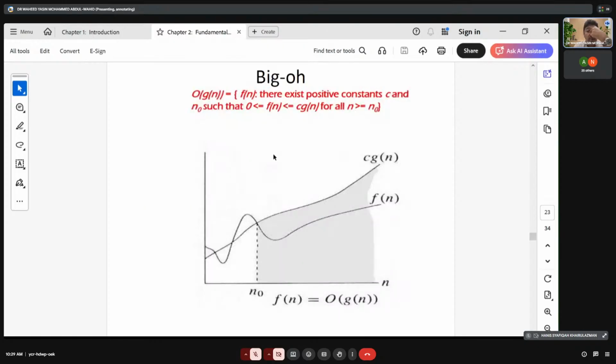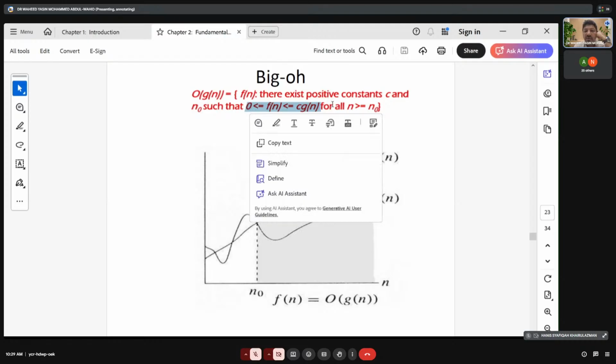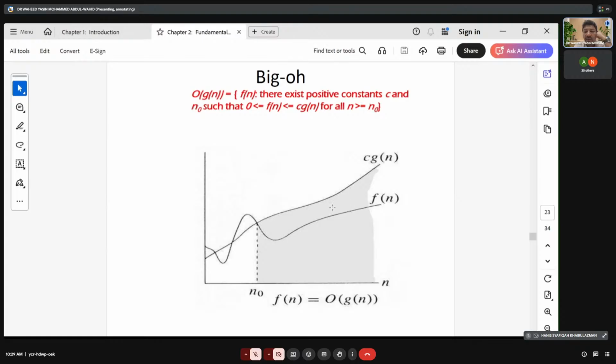Now we have to go to the big O. What is the big O? So we have g(n), O(g(n)): f(n) such that there exist positive constants C and N0 such that 0 is less than or equal to f(n), which is less than or equal to C g(n), for all n greater than N0. So f(n) should be between 0 and C g(n). This is the big O.